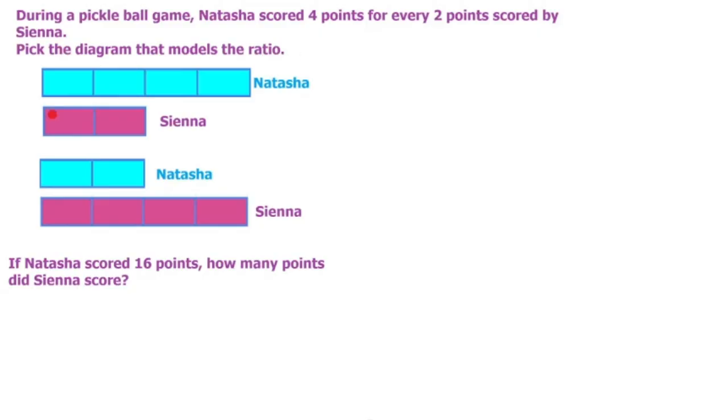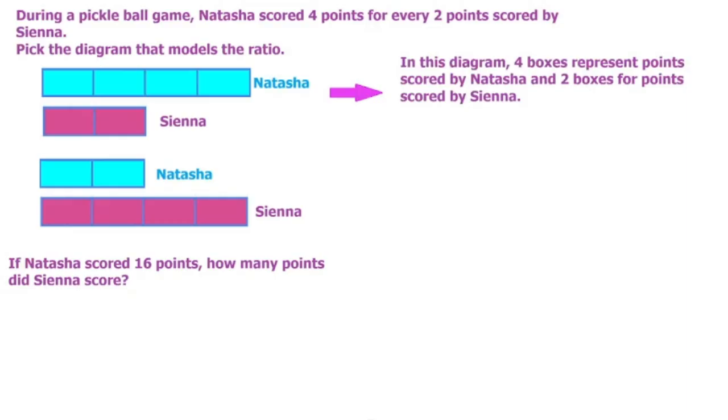So is it this one? So Natasha's here and Sienna's here, or is it this one? Natasha's here and Sienna's here. So then the next part of the question says, if Natasha scored 16 points, how many points did Sienna score? So first let's figure out which is the right model, okay?